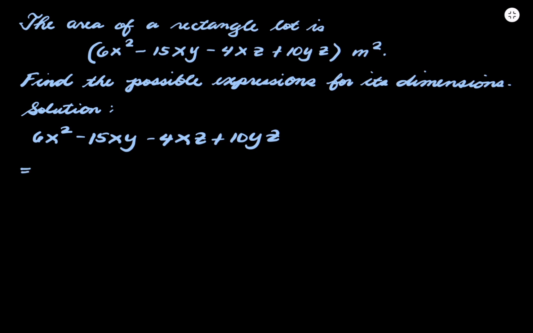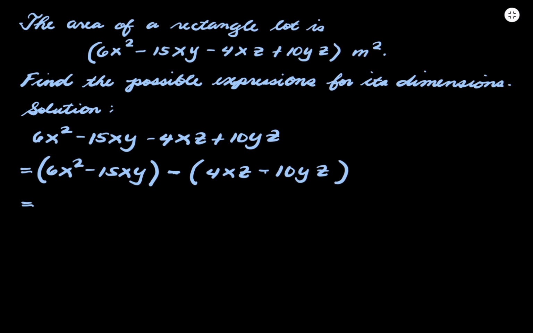We can group the first two terms and then the last two terms. 6x² − 15xy, we use parentheses for grouping, and then minus 4xz. Since we use a minus sign, the sign for the last term is negative, because negative times negative would be positive. So negative 10yz.